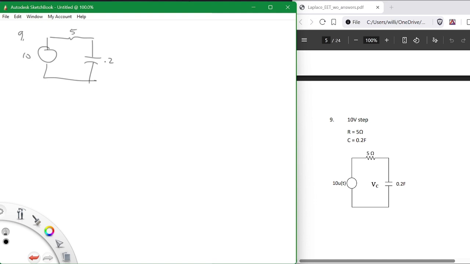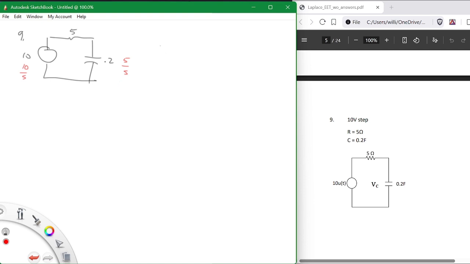One of the reasons I did this is because the stuff in the book was 0.2 times 10 to the minus 6. This is really bad in a hurry. Okay, so this is all this is. Now, what do we do? Well, this is 10 over S. This is 5. And what is the capacitor? 5 over S. It's 0.2 in the denominator, 1 over C. So 1 over 0.2 is 5. So it's 5 over S.